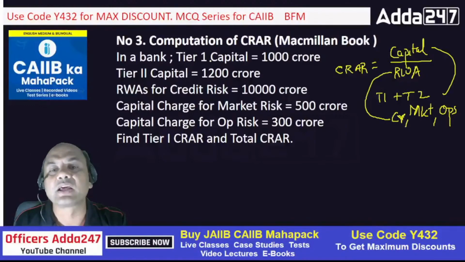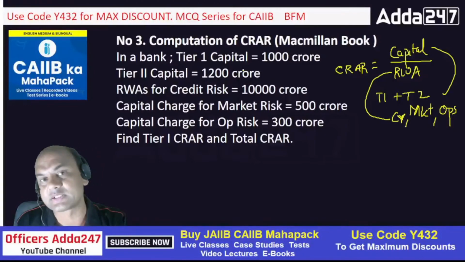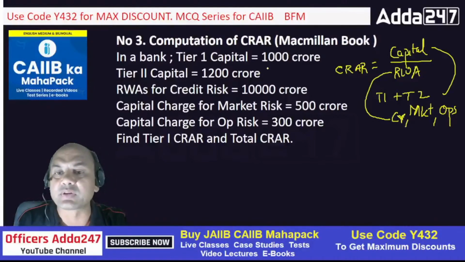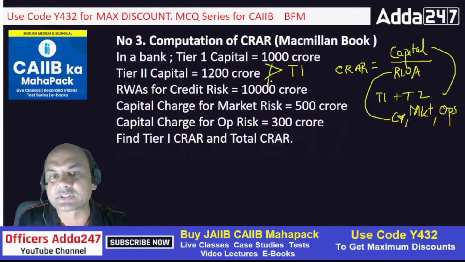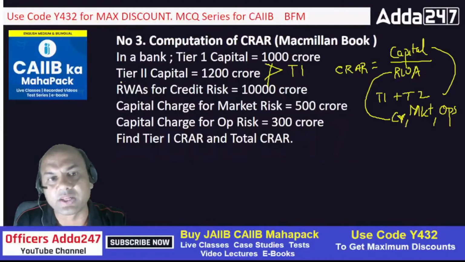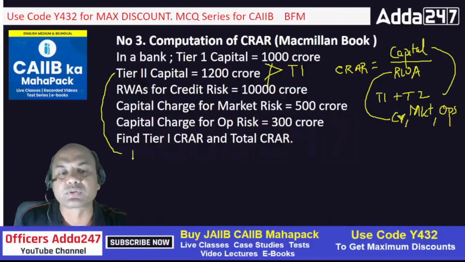Say this. Tier 1 capital is given as 1000 crores, T2 capital is given as 1200 crores. Now the important part over here, very important part, T2 cannot be greater than T1. Here I'll write it over here, cannot be greater than T1. I've crossed this. So this T2, even though it's given as 1200 crores, what will I do? I'll take for calculations only 1000 crores. So T2 equals to 1000.